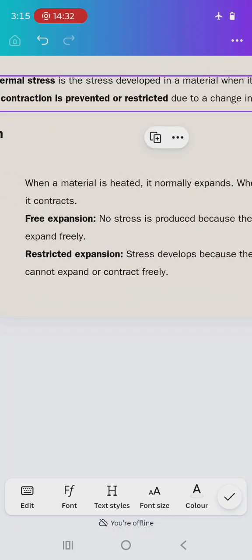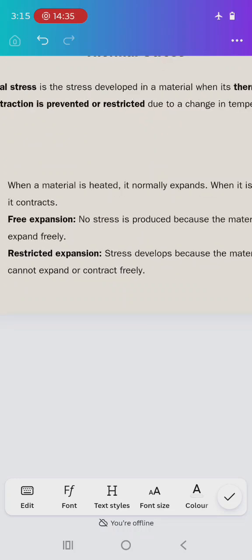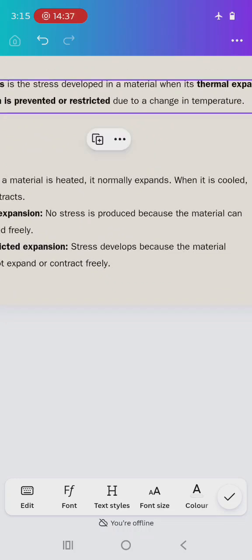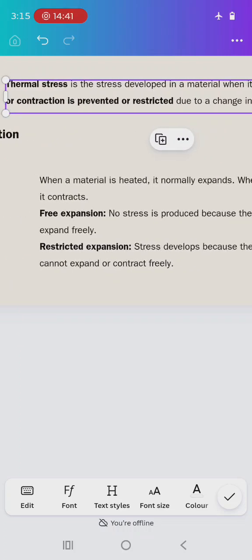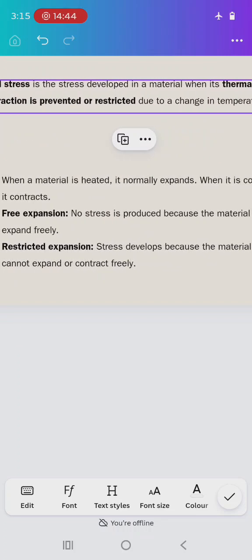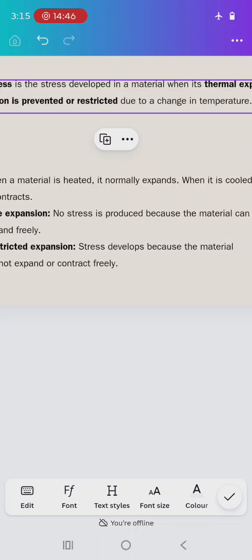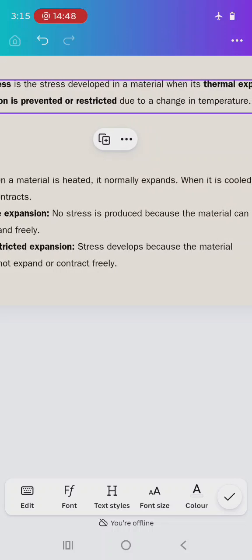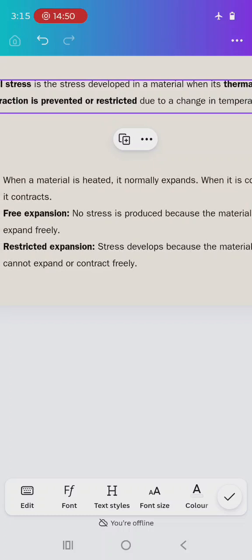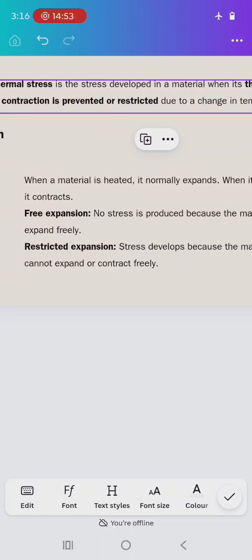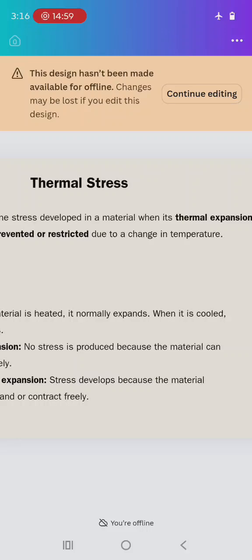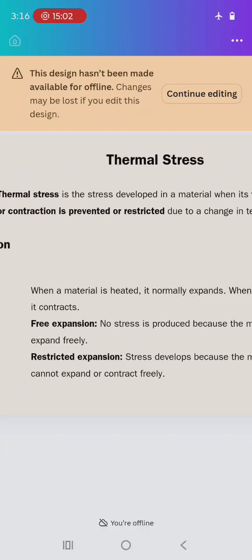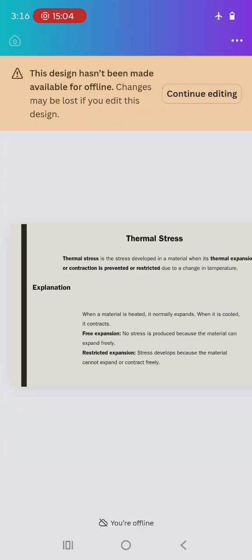Restricted expansion. Stress develops because the material cannot expand or contract freely.